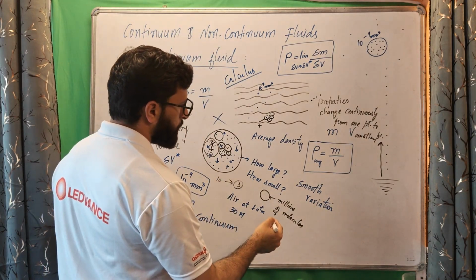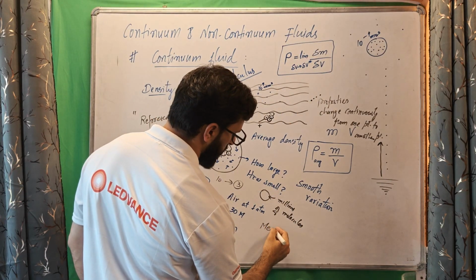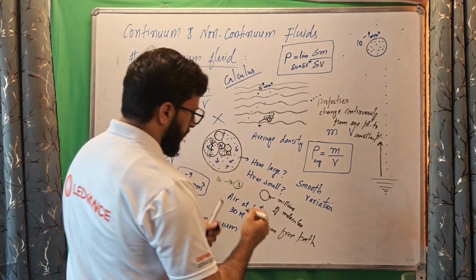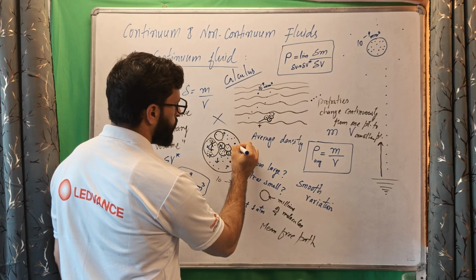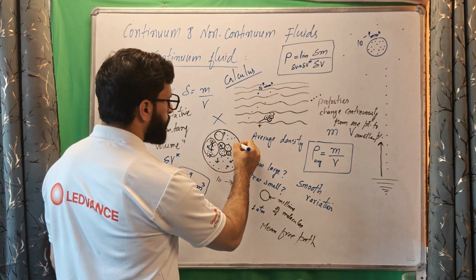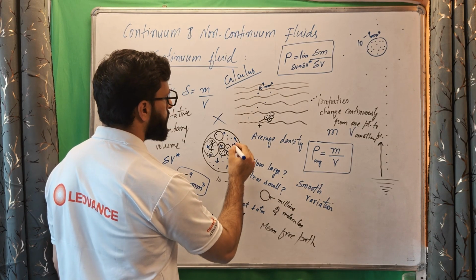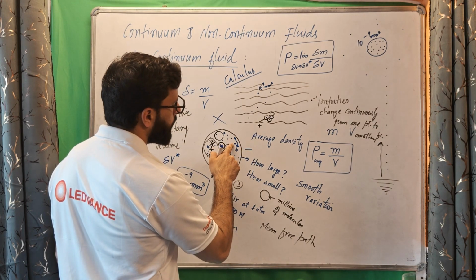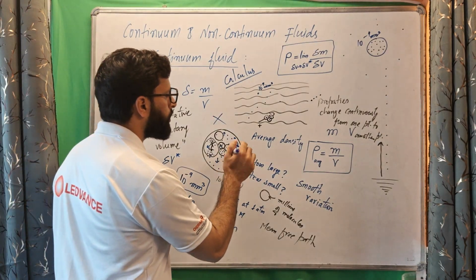So we use a parameter called mean free path to differentiate between the two. What is this? Suppose this is a molecule. It moves randomly and collides with this molecule. Then it moves after collision, takes this path, goes here and collides with this. What is the distance that this one molecule travels between two collisions? That is the free path of this molecule.